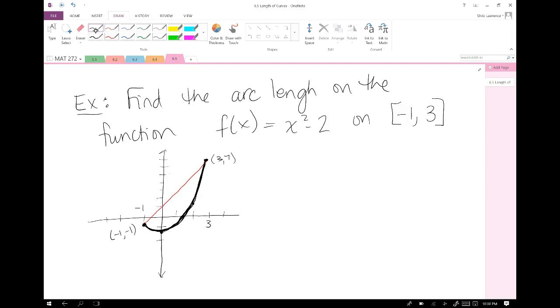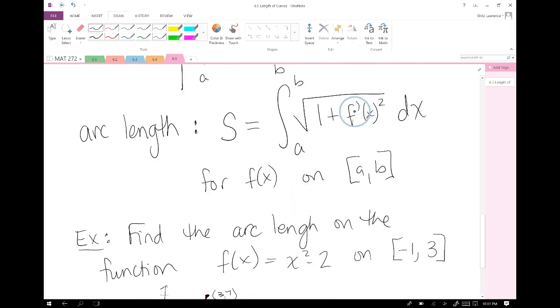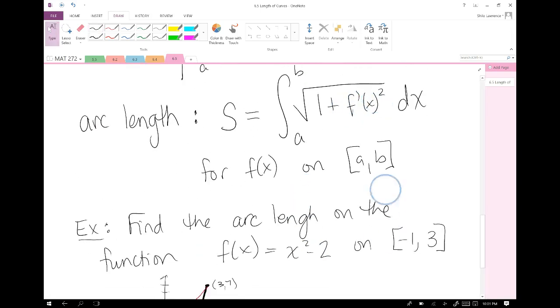Sometimes there's not a lot of difference, and if you draw them, you can see that there's not much difference. Sometimes there's a huge amount of difference, and obviously your picture would give you an idea if they should be close values or if they're going to be very different values. So if you remember from our formula, we actually need f prime squared under that square root.